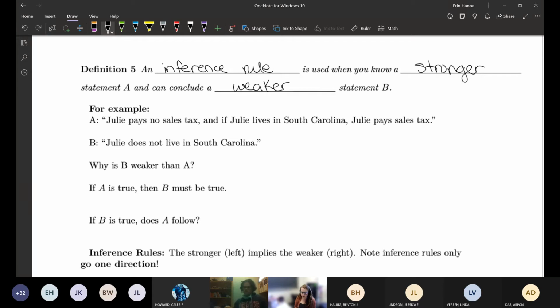Say I have a statement A: Julie pays no sales tax, and if Julie lives in South Carolina, Julie pays sales tax. And then a statement B: Julie does not live in South Carolina. We want to talk about why B is weaker than A. Notice if A is true, then B must be true. This is asking us, is that true? And it is the case, yes. If A is true, then B must be true.